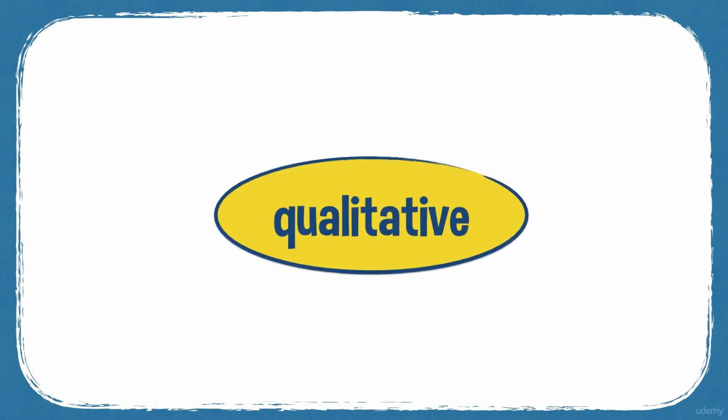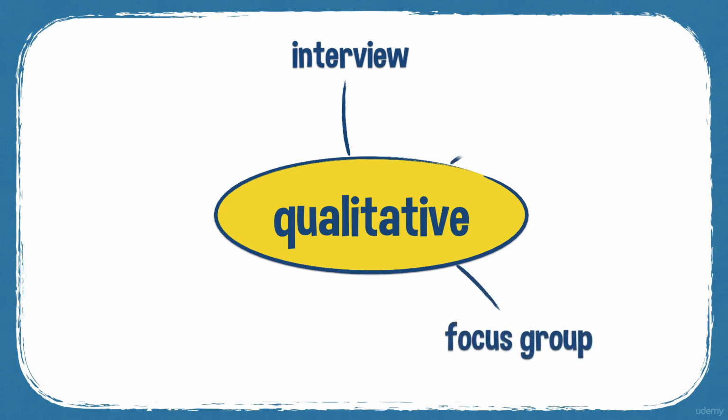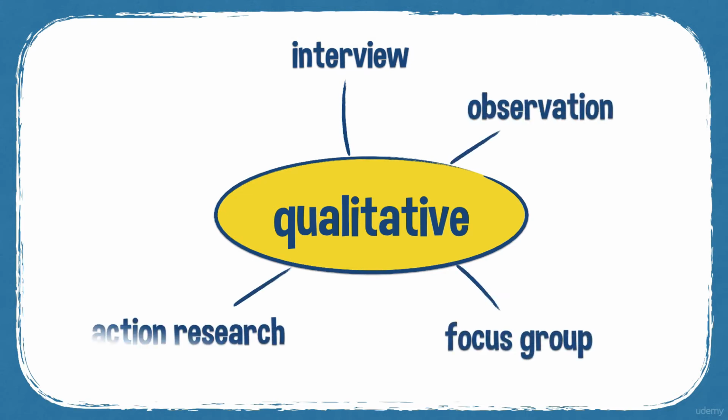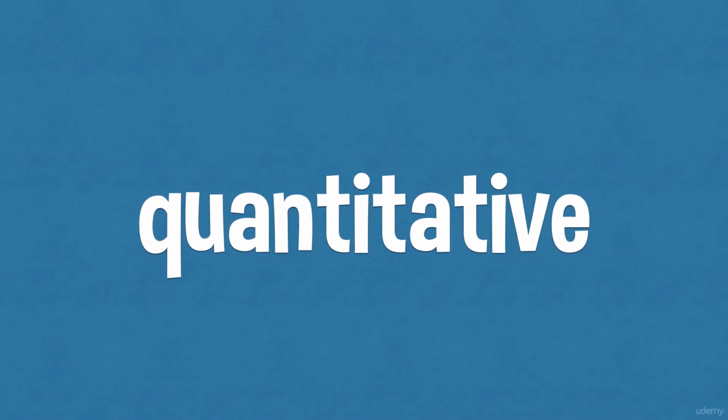And some synonyms. It's difficult to think of synonyms for this word, but here are some examples of qualitative data. So interviews, focus group, observation, action research, case study. So when we talk about research, we often talk about qualitative data, and the other one, quantitative data.